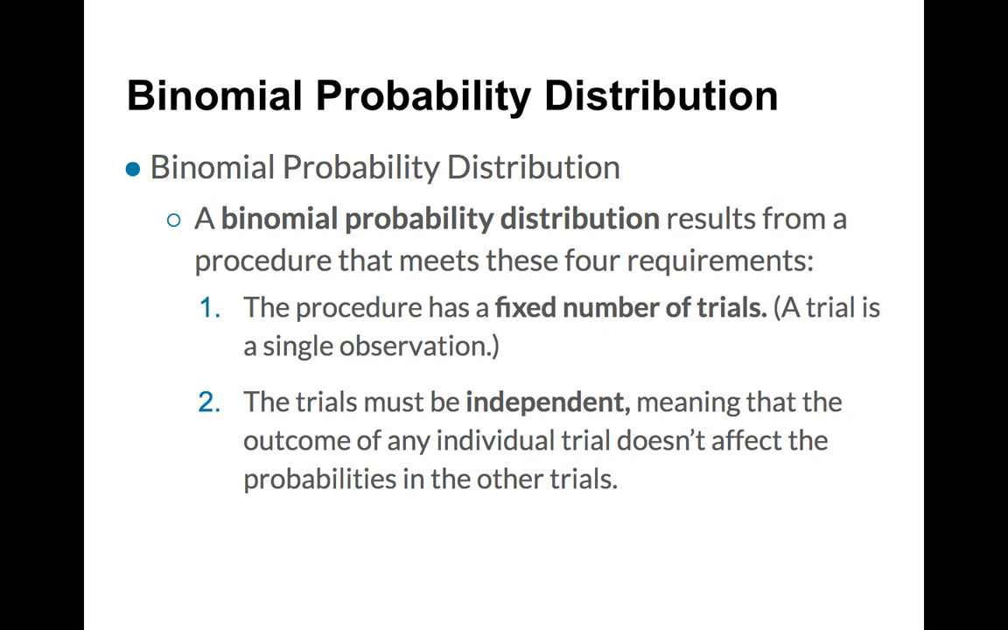to work. So the procedure has a fixed number of trials. A trial is a single observation. So flipping a coin twice, that would have a fixed number of trials of 2, with each flip of the coin being a single trial. Okay. The trials must be independent. So that means that if we're drawing a card from a deck of cards, it has to have replacement. We cannot be without replacement, because then those 2 events are not independent, and this would not be met.